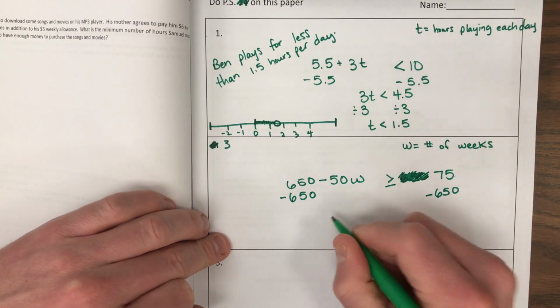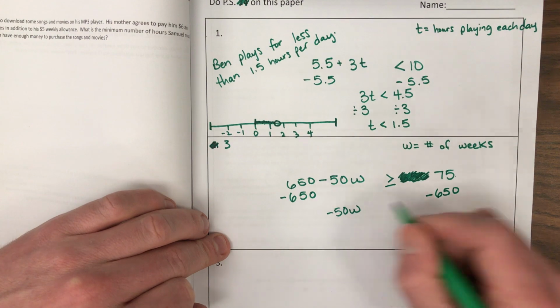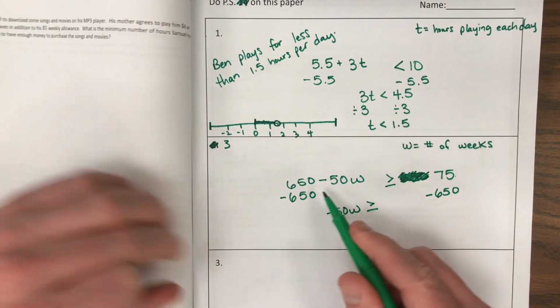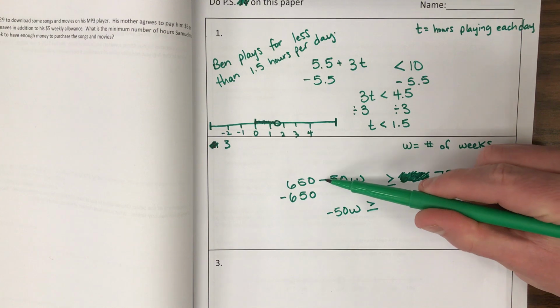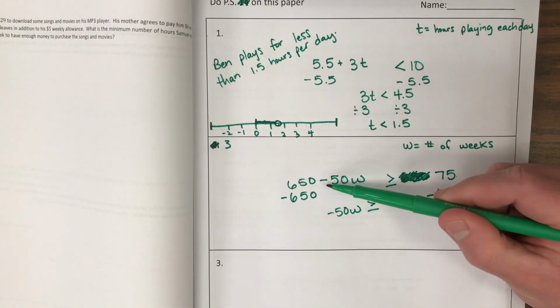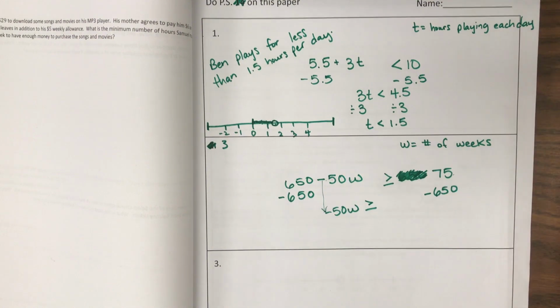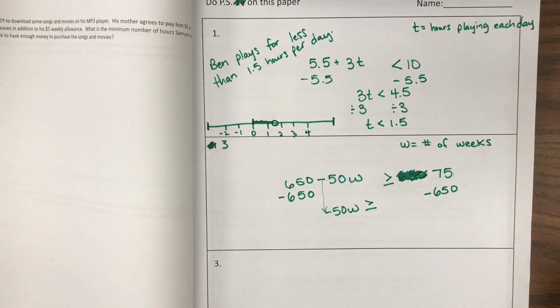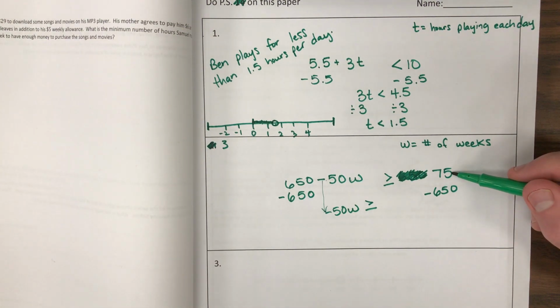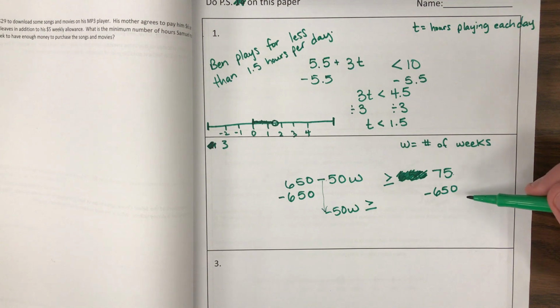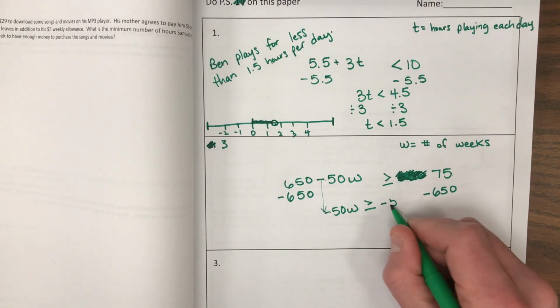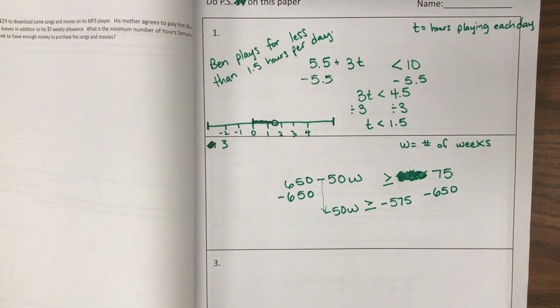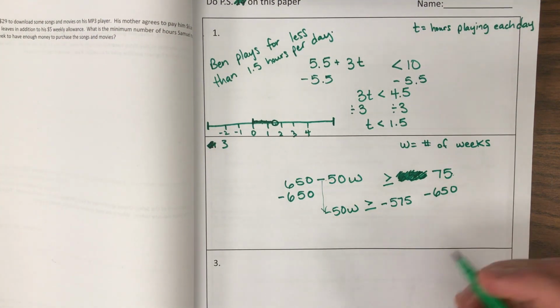Oh, and good, we're going to get to something that we haven't seen enough of in class, to be honest. When I subtract the 650 from this side, since there was a minus sign in front of this 50W, I got to make sure not to lose that. It's got to come down to right there. And so I've got negative 50W is greater than or equal to, well, 75 minus 650. If this said 50 minus 650, then I would know I'm at negative 600. But since I have an extra 25 up here, I'm going to be at negative 575.